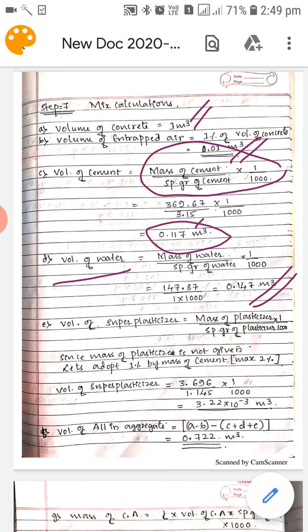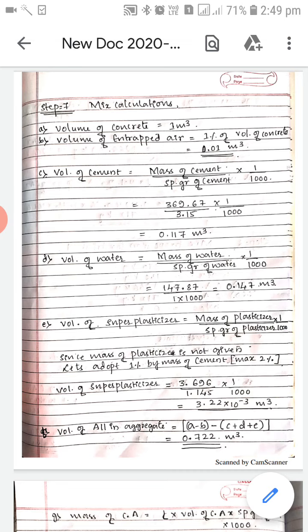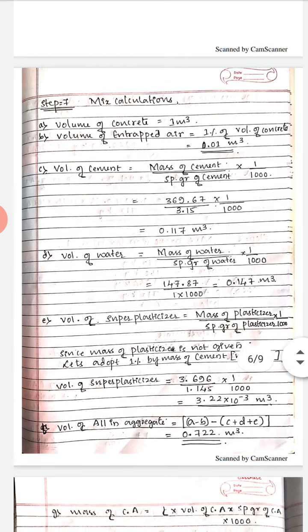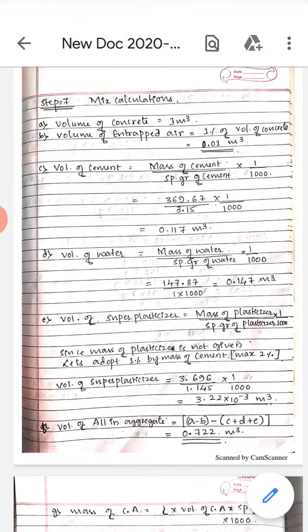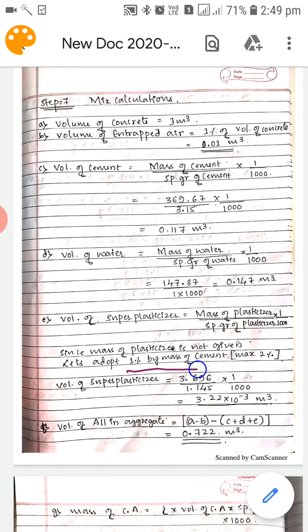So I have adopted here 1% of the mass of the cement. The content of the superplasticizer is 1% of the total weight of the cement. Taking that mass of the superplasticizer, I can calculate the volume of the superplasticizer in the concrete mix.